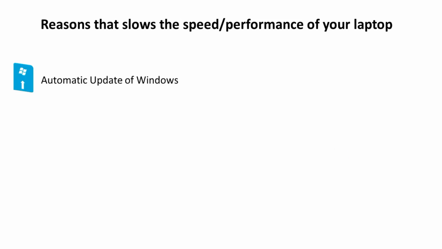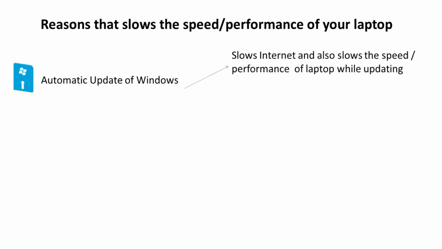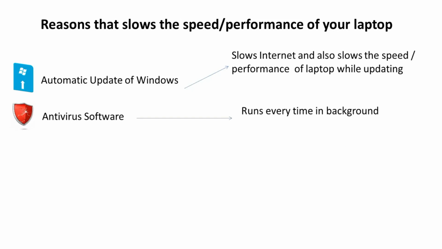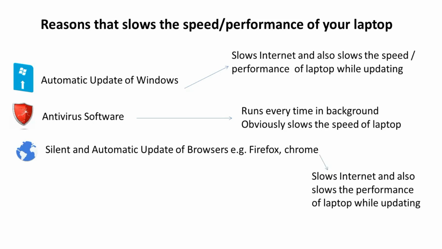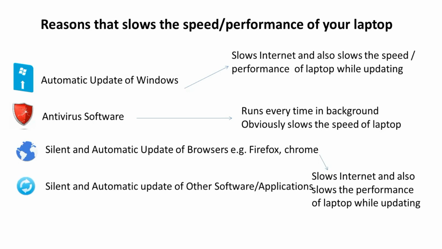First one is automatic update of Windows. It slows the internet and also slows the performance of the laptop while updating. Second one is antivirus. It runs every time in the background and obviously slows the speed of the laptop. Third one is silent and automatic update of browsers like Firefox and Chrome, and they also slow the internet and the performance of the laptop while updating. Fourth one is silent and automatic update of other applications, and obviously they also slow the internet and the performance of the laptop while updating.